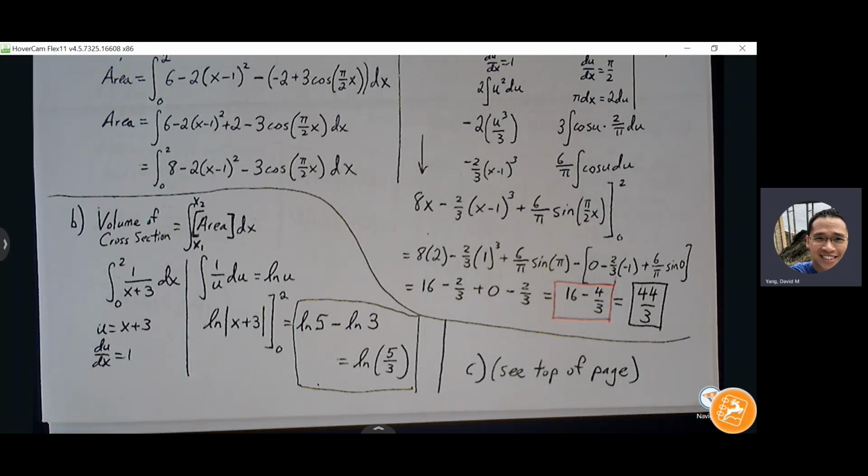So relatively simple integral problem. Use substitution, upper and lower bound, natural log of 5 minus natural log of 3. This is sufficient, or we can break it down even further. Either is fine.